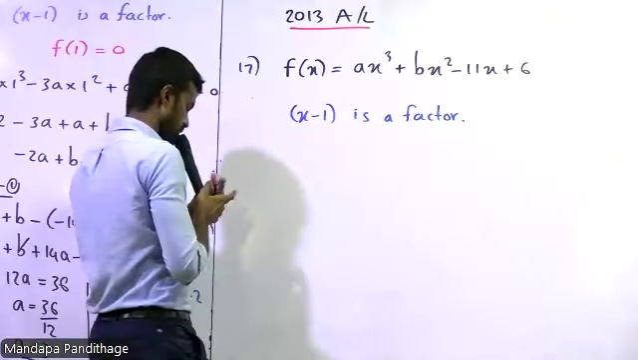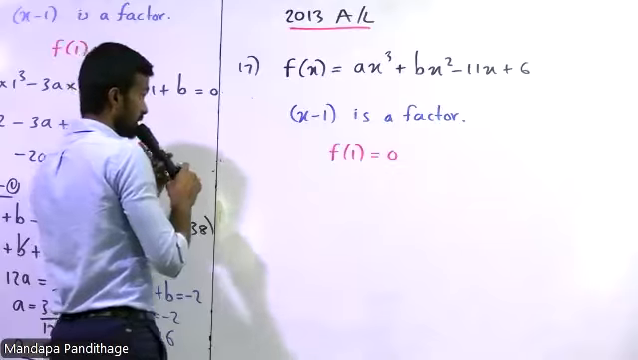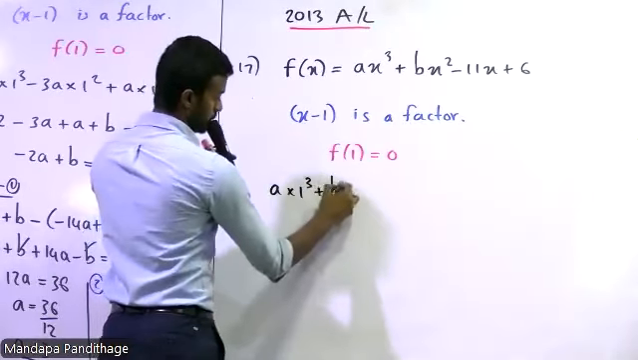You can say that f(1) is equal to 0. So when you put 1, it's a into 1 cube, b into 1 squared minus 11 into 1 plus 6 is equal to 0. So a plus b minus 11 plus 6 is equal to 0, and a plus b minus 5. So a plus b is equal to 5. So this is the first equation.